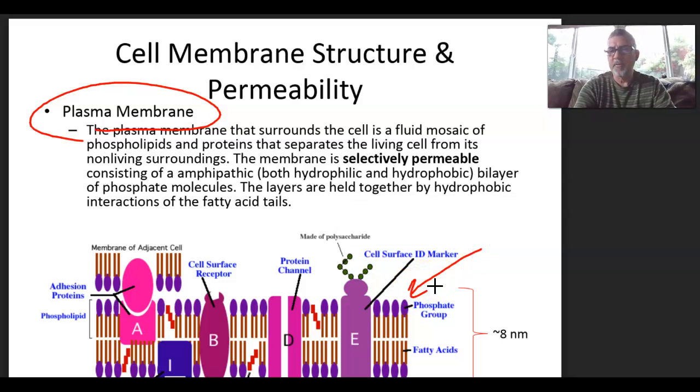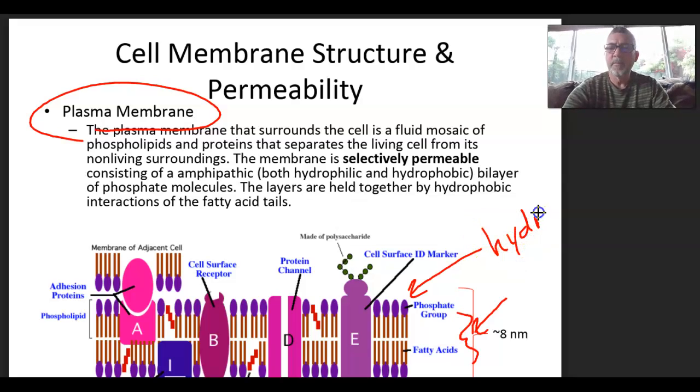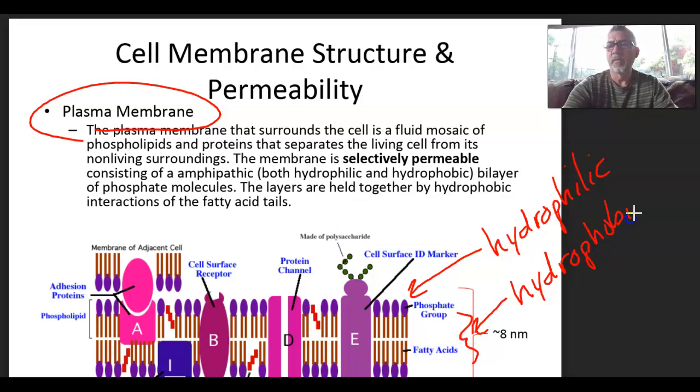review, remember we have a phosphate group, and then we have fatty acids. So the phosphate group, that's our hydrophilic area, and the fatty acid, that's our hydrophobic area. So the purpose of this membrane, remember, is to keep things out of the cell I want out of the cell, and to keep things in the cell I want in the cell.